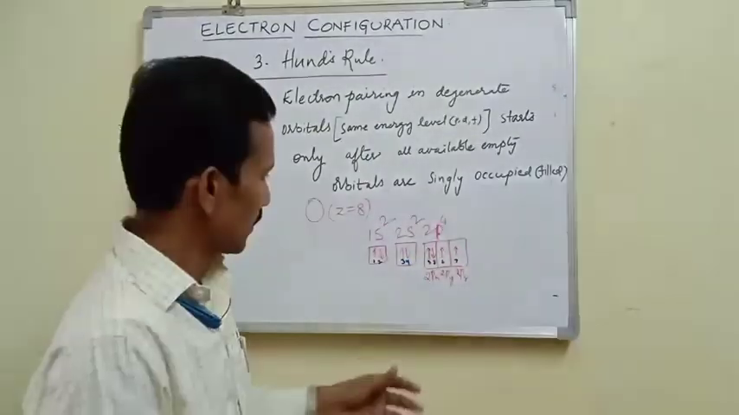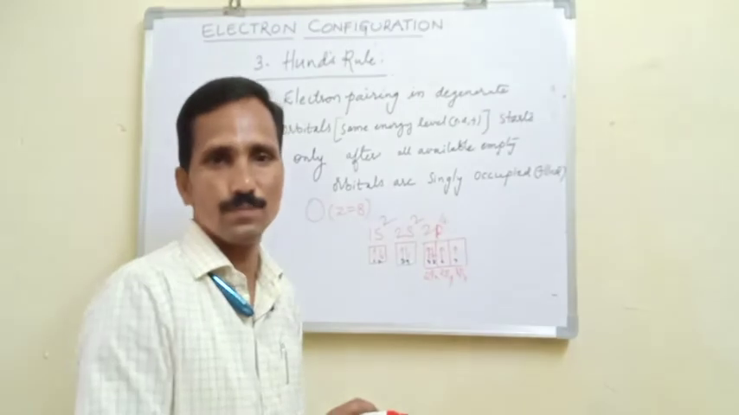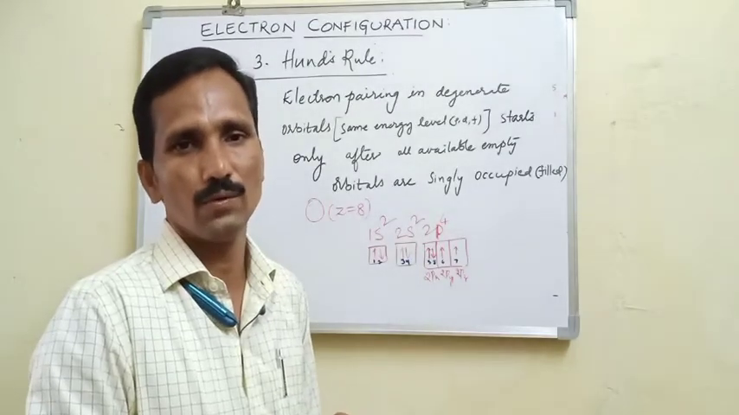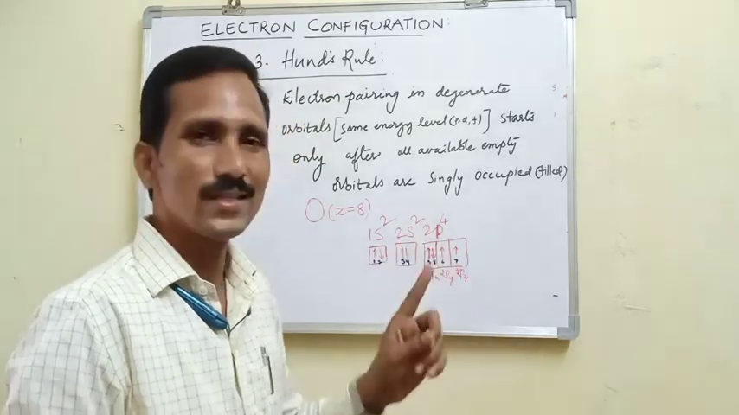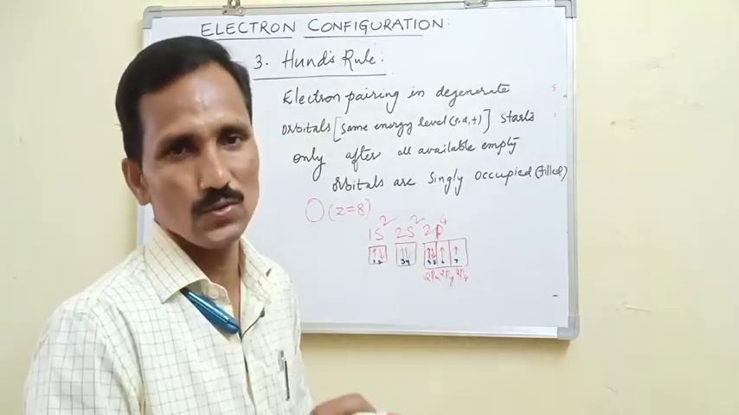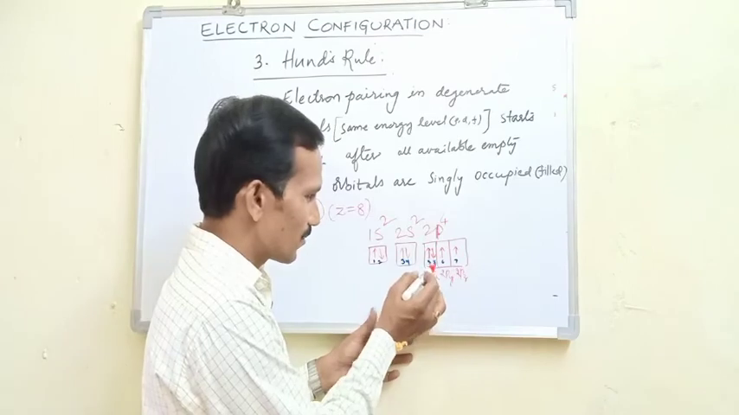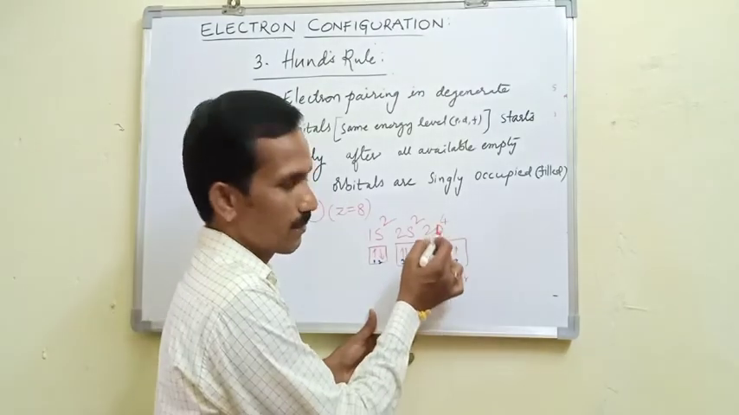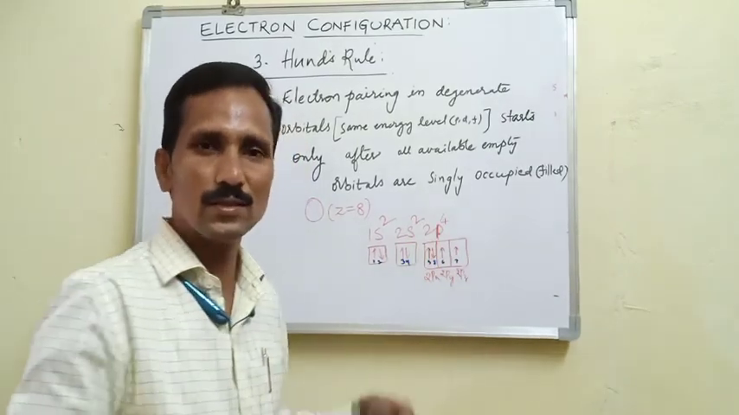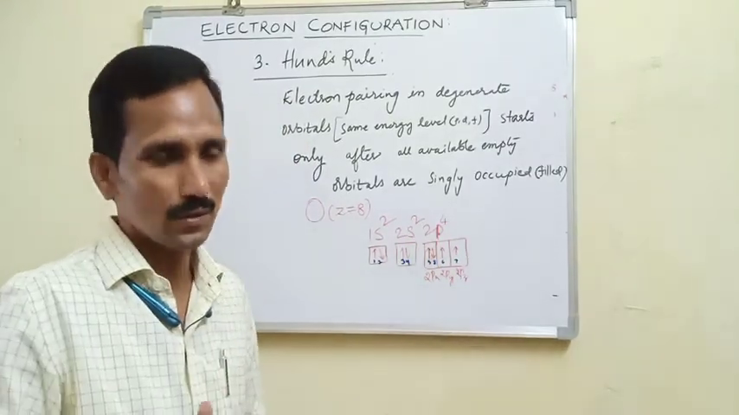We studied Pauli's exclusion principle, which says each single orbital can accommodate 2 electrons only. So this px orbital can accommodate 2 electrons only, this one 2 electrons, this one 2 electrons. Total in the p subshell is 6 electrons. Like this, in the d subshell also, we can fill 10 electrons.